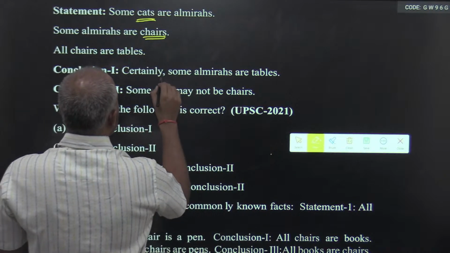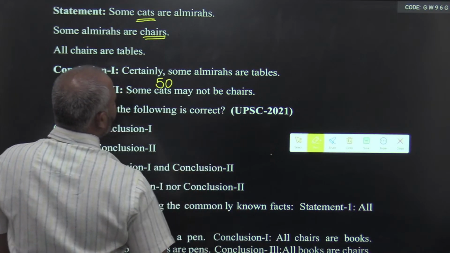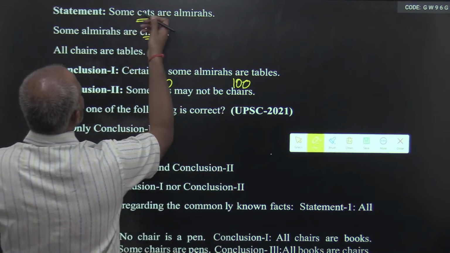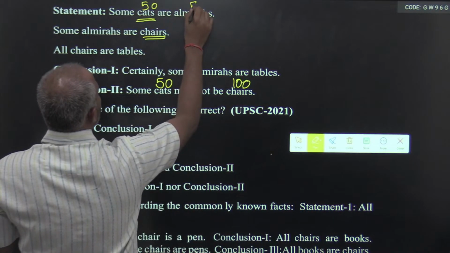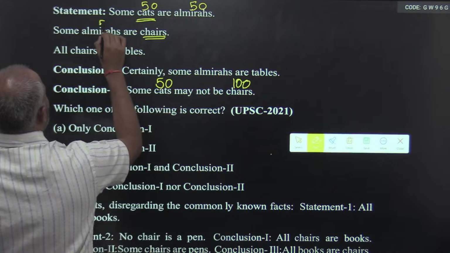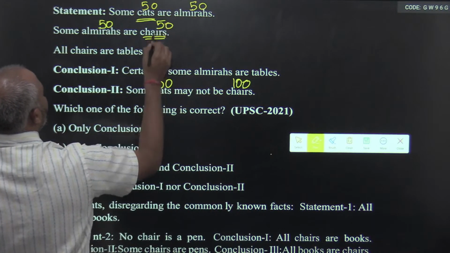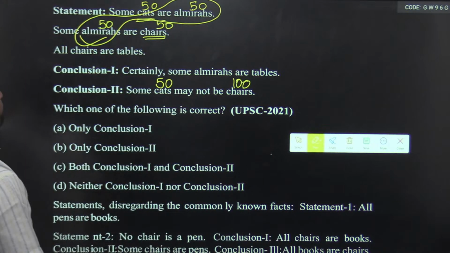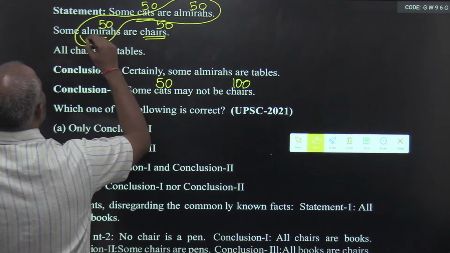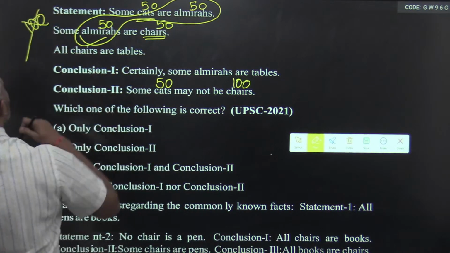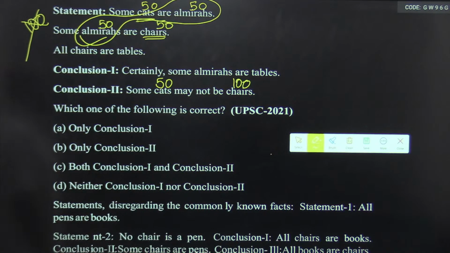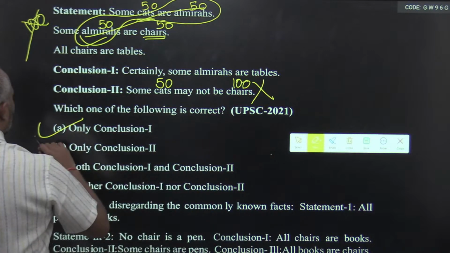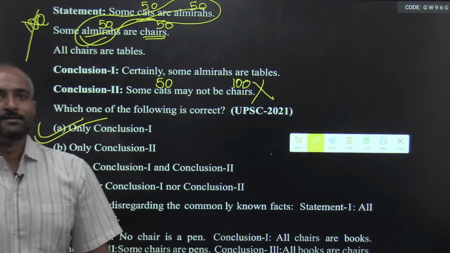Some cats may not be, so it is a negative statement, so the value of chair is 100. In the same way here, some 50 is a positive statement, so 50, some again 50, and chairs are 50. So can you make a relationship between the common element of statement 1 and statement 2? You see, the common element Almirah does not achieve a value of 100 at least once. So conclusion 2 does not stand. So option A is the answer.